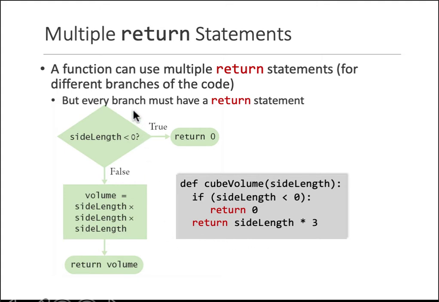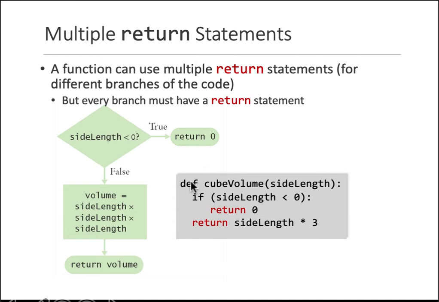A function can use multiple return statements, but only one return is executed. For instance, let's look here. If you're defining cube volume, side length, the first thing you do inside the function is check if side length is less than 0. Can you calculate the volume of a cube that's in the negative? No, you cannot in math, right? So if side length is negative, return 0.